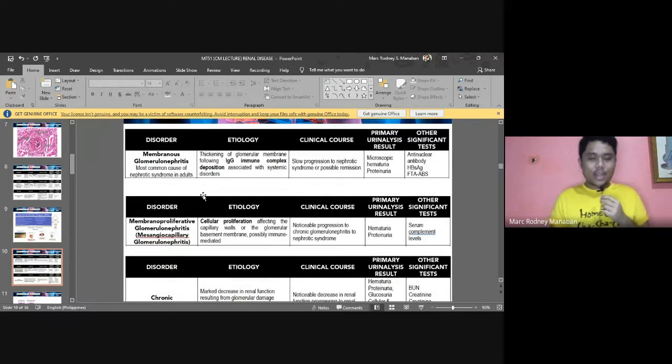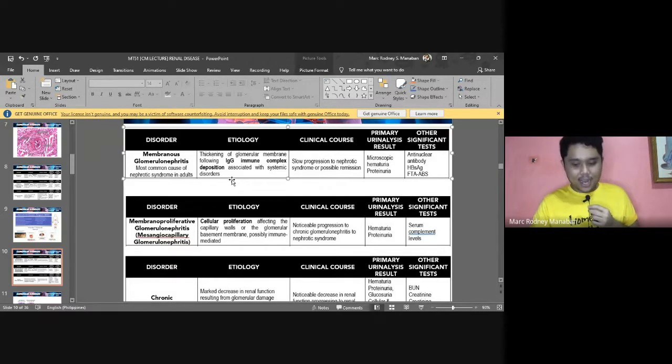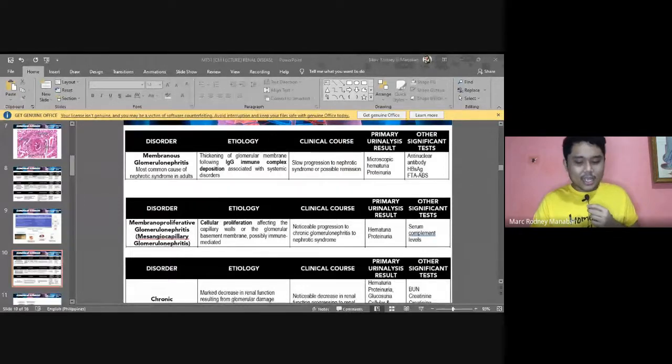Next, we go now to membranous glomerulonephritis, which is the most common cause of nephrotic syndrome in adults. So what happens in membranous glomerulonephritis? The glomerular membrane thickens because of the deposition of IgG. Immune complexes are associated with systemic disorders, such as SLE or other systemic disorders. So there's the deposition of IgG.